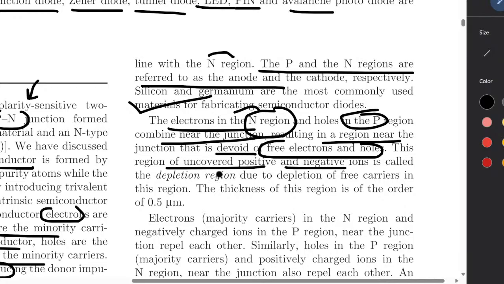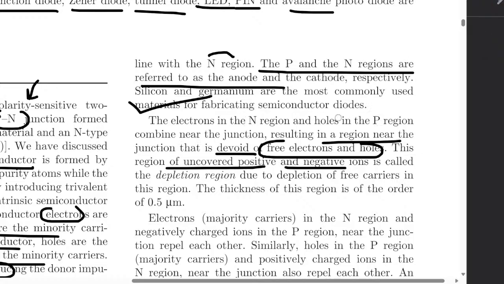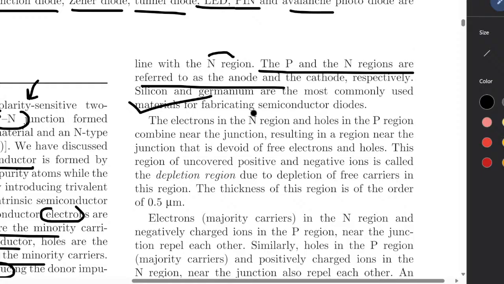So how do we explain the depletion region? As we know, the electrons present in the N region and the holes present in the P region combine near the junction, resulting in a region near the junction that is devoid of free electrons and holes. This region of uncovered positive and negative ions is called the depletion region. Due to the depletion of free carriers in this region, the thickness of this region is of the order of 0.5 micrometers.